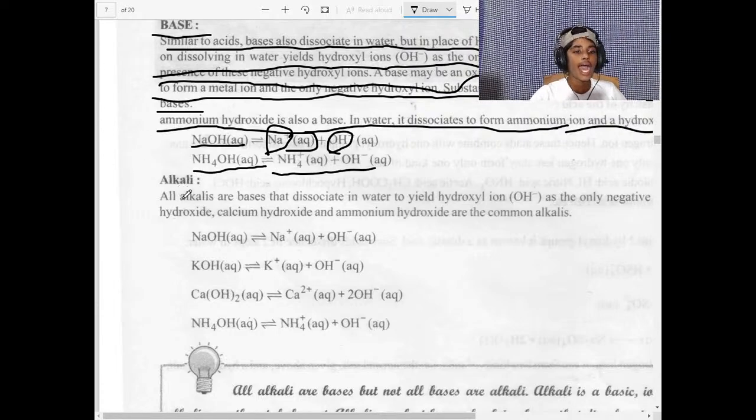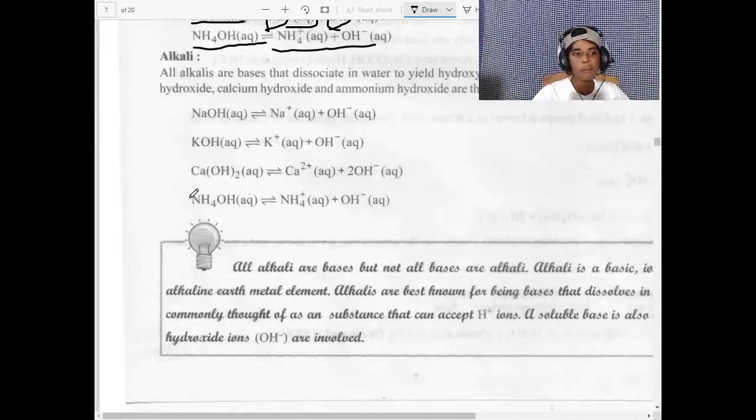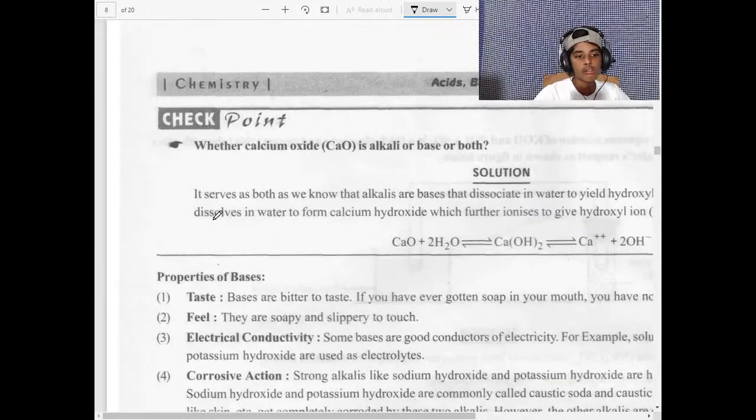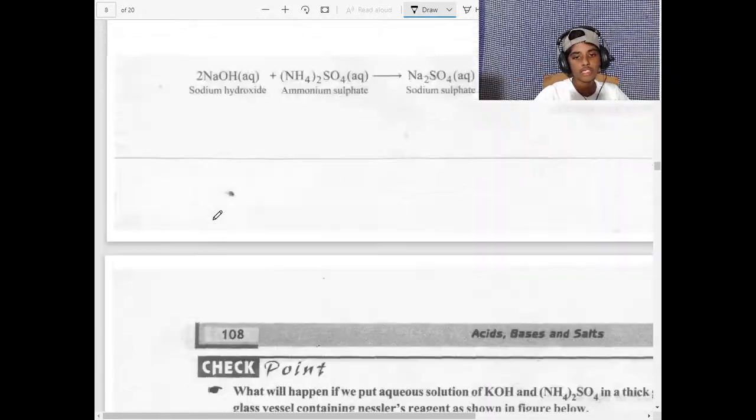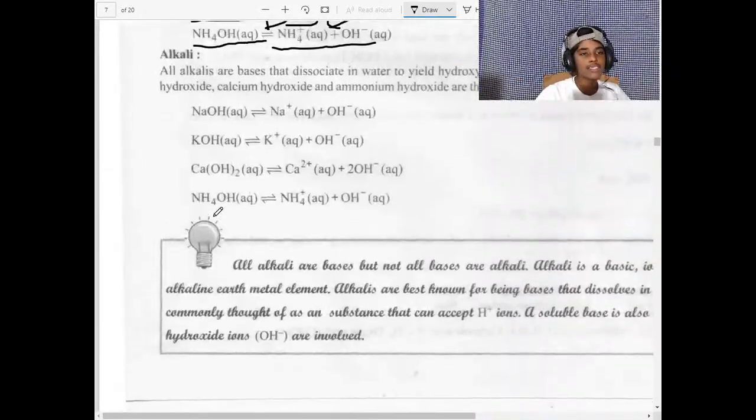And now alkali. Bases are not completed yet. Okay, we will discuss in the next video.